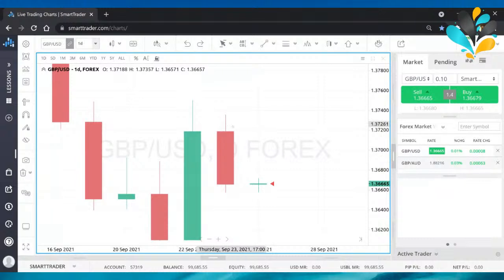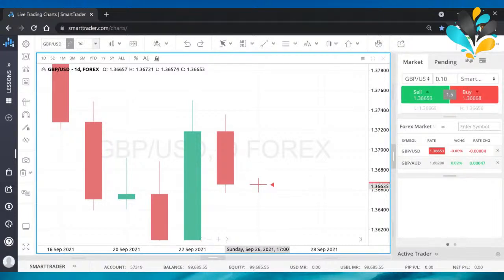So for example, when this candle started, the price was here. The value of the currency would have risen, and this was the highest that it would have gone to, and the candle would have been green at this point. You can see the candle is now turning red.